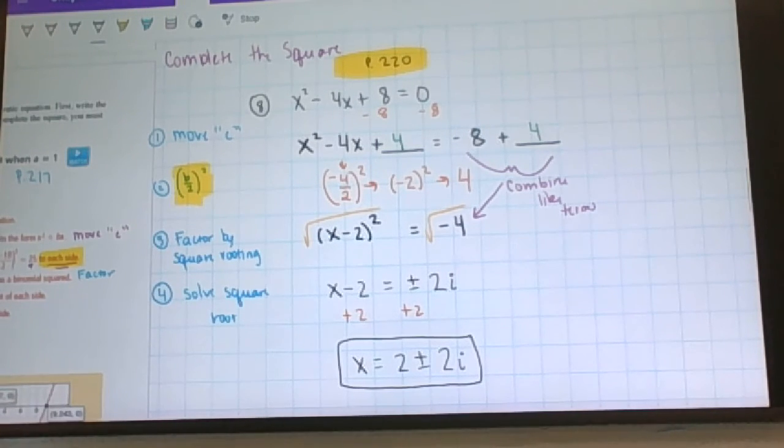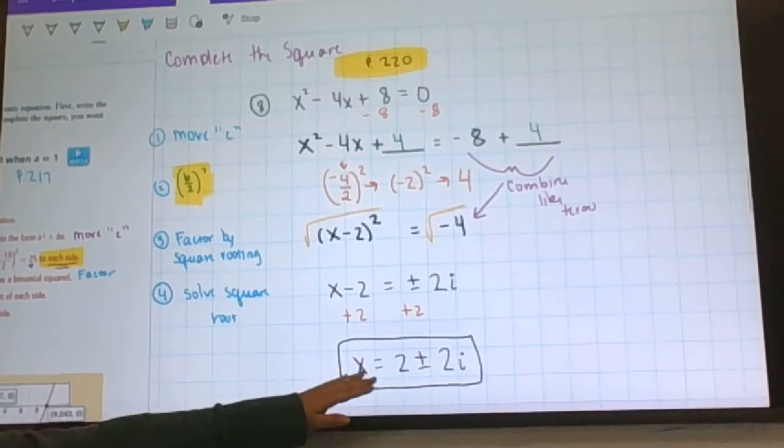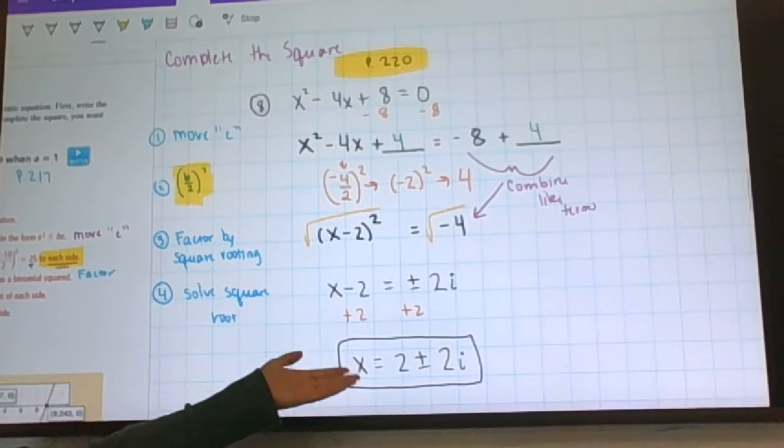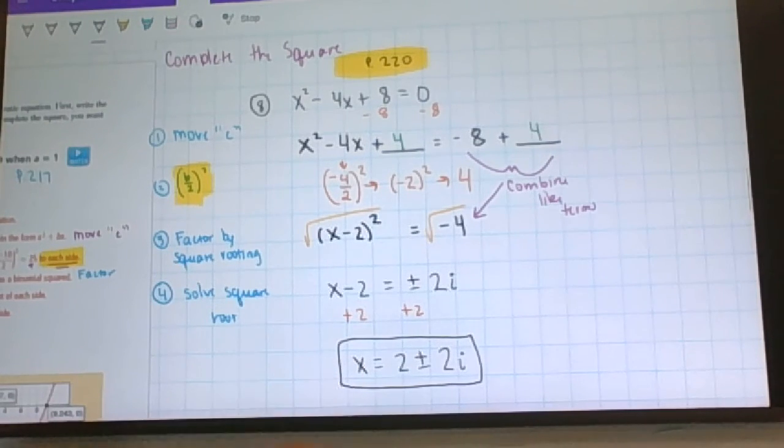Now, from here, this could look different. Maybe the number doesn't square root, or maybe you don't need i, so it can get a little complicated. But those are our steps. So now turn to page 222 and let's start the assignment, 21 to 28.